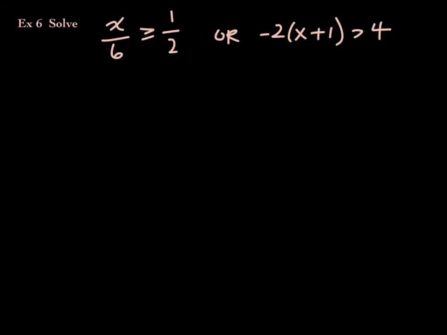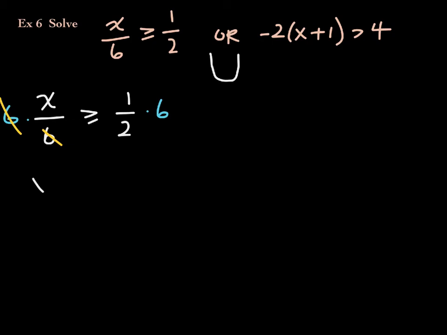All right, everybody, now let's transition to union kinds of inequalities. See the word or in the middle? Now this is a union type of problem. I'll remind you what that means at the end. Let's solve each one of these inequalities separately. For this one, I'll multiply both sides by 6 to get rid of the fraction. So this 6 and that 6 divide out, and I'm already left with my final statement: x is greater than or equal to 3, because half of 6 is 3. So there's that one.